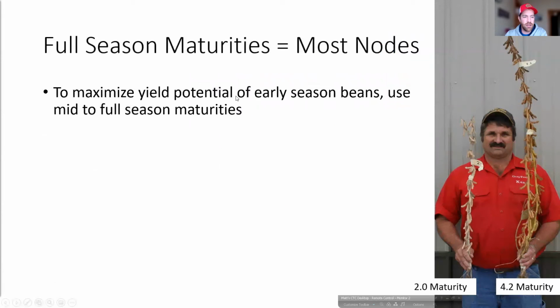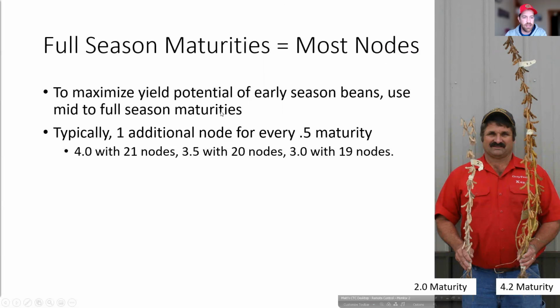Like I was talking, typically we'll recommend to maximize yield potential of early planted beans, use those mid to full season varieties. They're going to have more nodes the fuller season they are, because it takes them longer to get to R1. So they have more time to add nodes. And that's where some full season beans can catch up and pass shorter season beans in yield because of the total nodes.